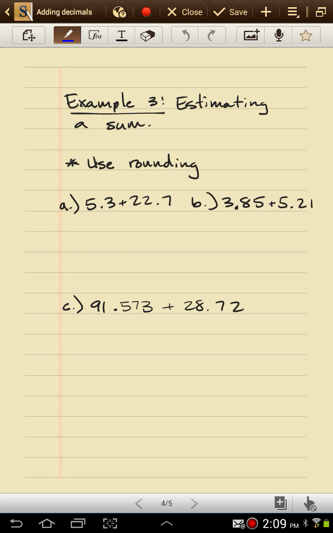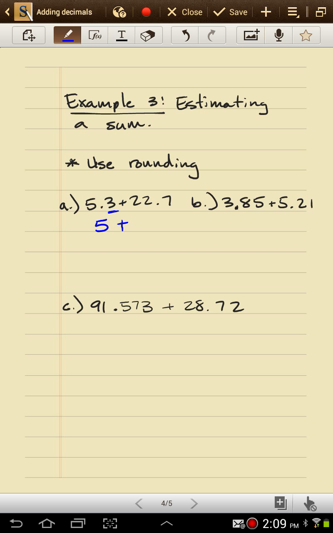So I'm going to look at them and I'd say 5.3 is about 5. Remember, you look at the next number, the 3, and the 3 is 4 or less. So it keeps the 5 a 5. I'm going to round 22.7 to the same thing. Now, I like to try to round them to the same place value, so I don't want to round that to 20. That'd be rounding to tenths. I want to round that also to the nearest ones place.